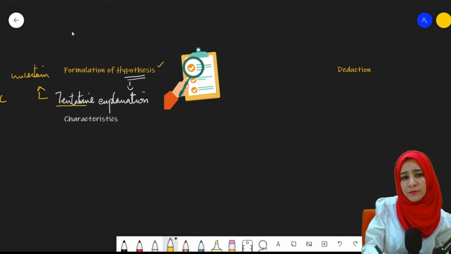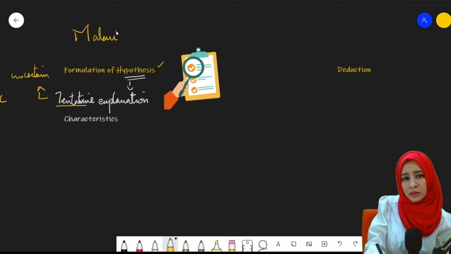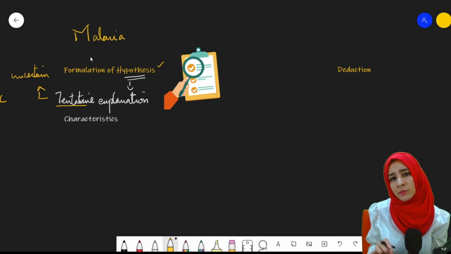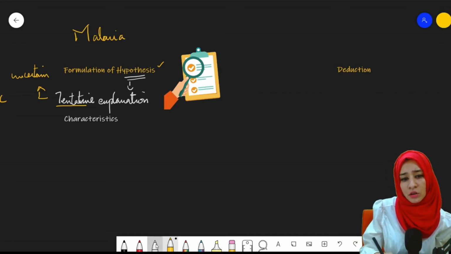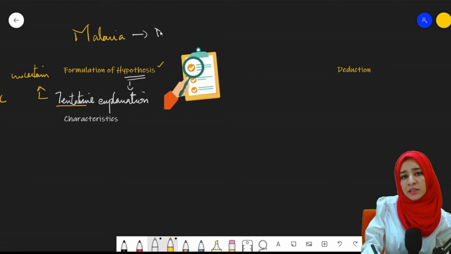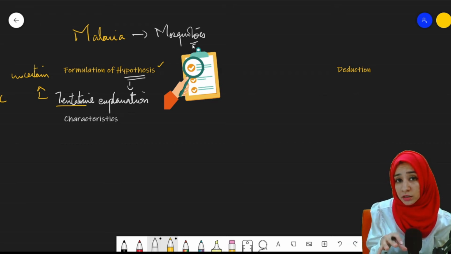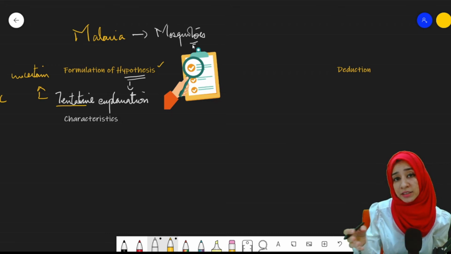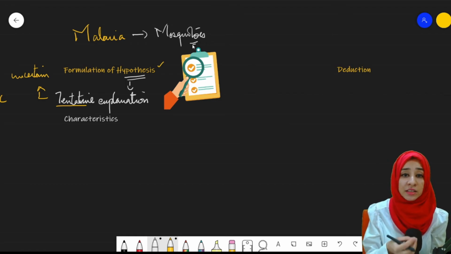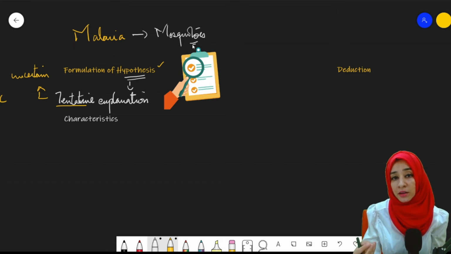If people are suffering from malaria, and we know that it is spreading with the help of the mosquitoes, right? Mosquitoes are responsible for the spread of malaria. But we are not sure about how mosquitoes are spreading the disease. But we'll give a hypothesis, a general statement, that mosquitoes will be the reason for the spread of malaria.